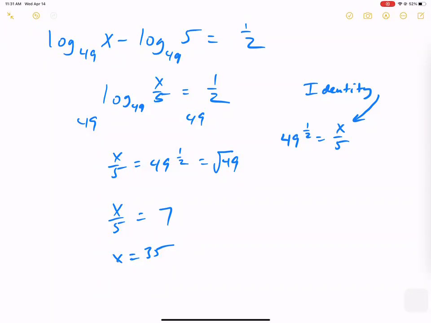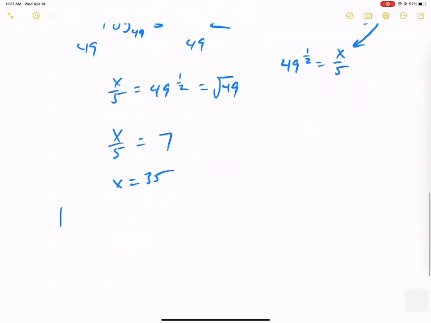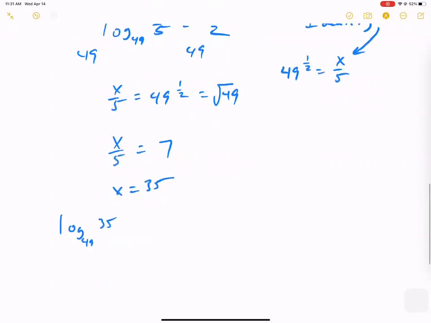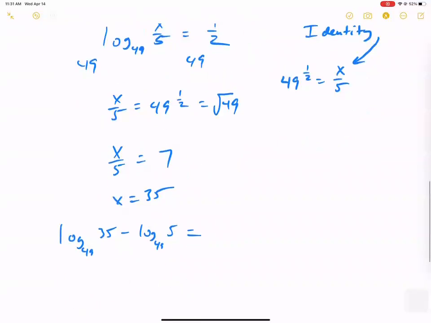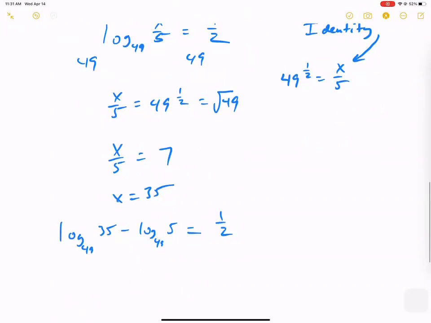Now, if I want to double check this on my calculator, this would be a long check. Log base 49 of 35 minus log base 49 of 5. This would have to equal 1/2. Now, I'm going to check that on my calculator.